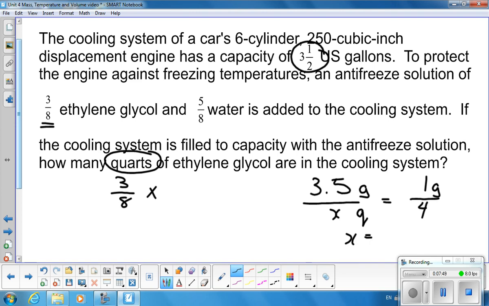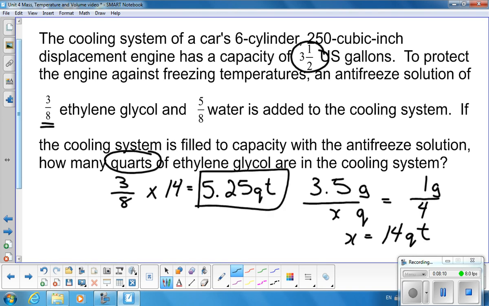Cross multiplying gives me a total capacity of about 14 quarts. So 3/8 of that 14 quarts are ethylene glycol. So 3/8 times 14 is a total of 5.25 quarts. That's how much ethylene glycol would be in the cooling system.